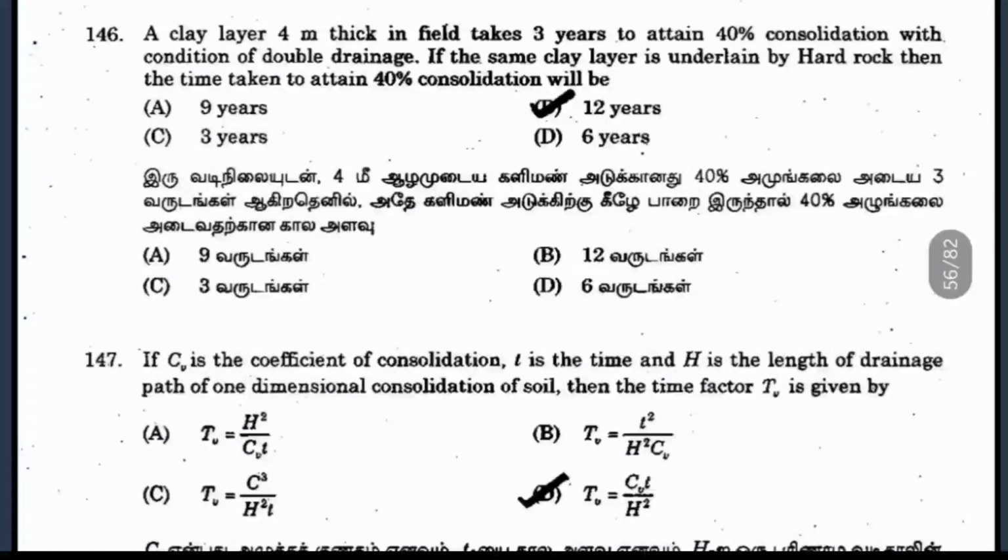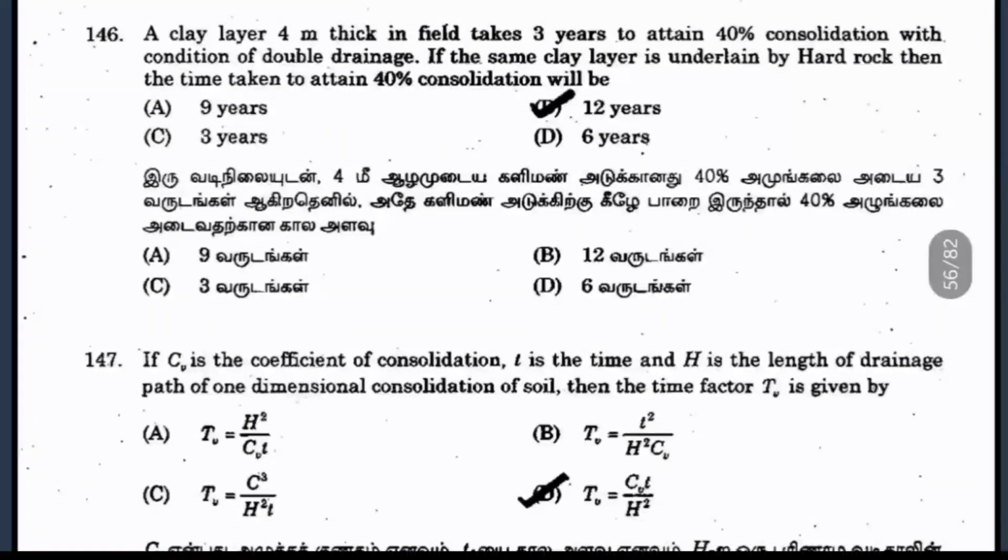146. A clay layer 4 meter thick in the field takes 3 years to attain 40% consolidation with the condition of double drainage. If the same clay layer is underlain by hard rock, then the time taken to attain 40% consolidation will be what? The consolidation is the same, 40% in both cases, and in the first case 3 years have been taken with double drainage. In the second case, they have given that a hard rock is there. So this means it is a single drainage, as one side is blocked by the hard rock.